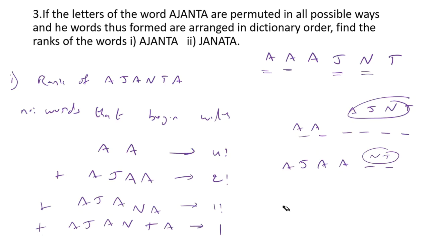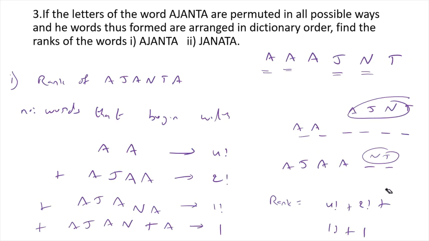So rank is equal to 4 factorial plus 2 factorial plus 1 factorial plus 1. If you want, you can count: 4 factorial is 24, plus 2 is 26, plus 1 is 27, plus 1 is 28. So the rank of the word Ajanta is going to be 28.